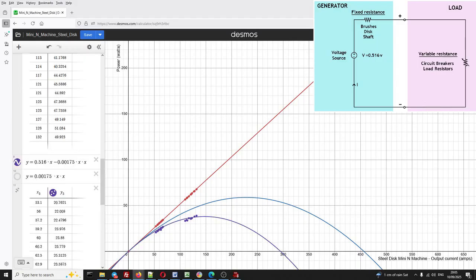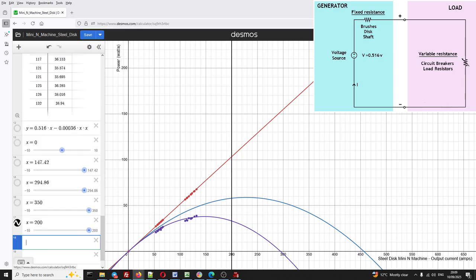If I now compare the usable or external power curve with the curve we just derived for the input power, they are following the same shape, i.e. it's an x minus x squared type function. However, as we can see, the input power curve is larger. This means that the usable power is still less than the input power. Now, if I draw a line at the 200 amps point, we see that the input power is 58 watts, the output power is 103 watts, but the usable output power is only 33 watts.